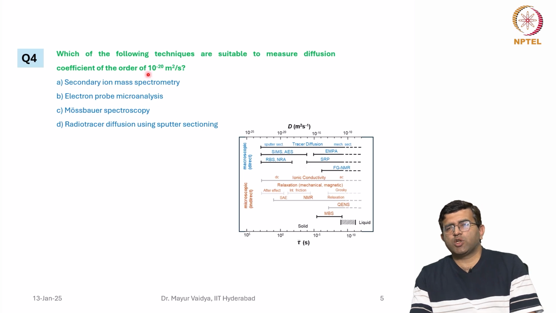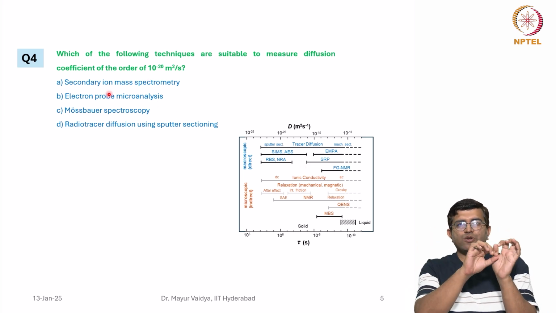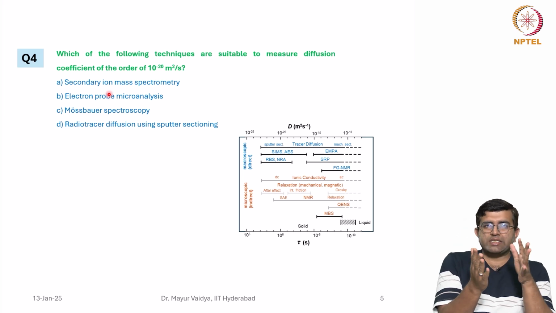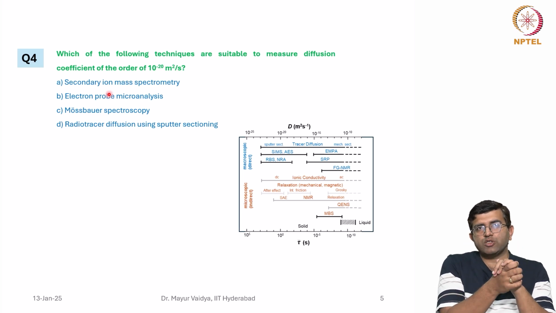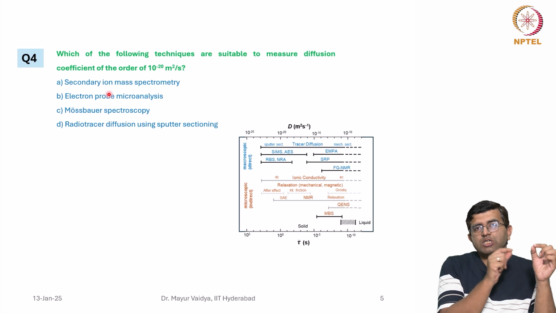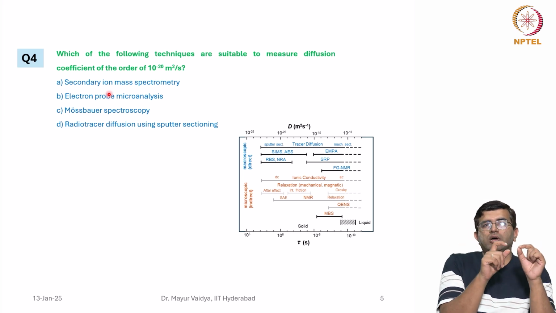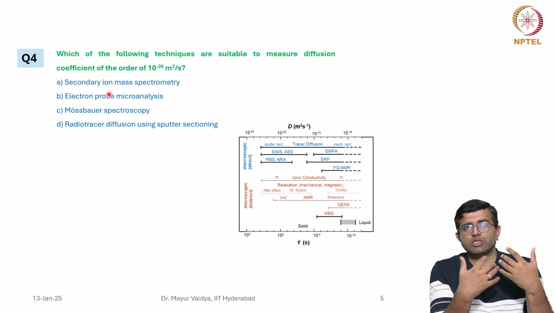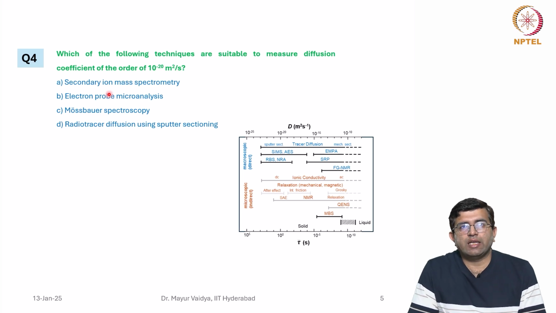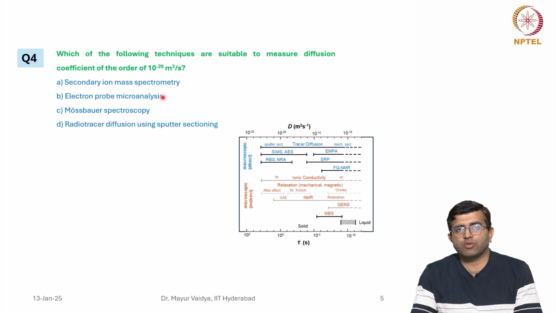Remember that when I ask 10 power minus 20, I am not asking you to memorize that number, but you should understand that when you talk about solids, 10 power minus 20 comes in the lower range of the diffusivities, and therefore, you should know which techniques I can use to measure the diffusion coefficients of low values. Techniques like secondary ion mass spectrometry and the radiotracer diffusion using sputter sectioning. The electron probe microanalysis and the mass spectroscopy you will see are more suitable for the diffusion coefficients of higher values.